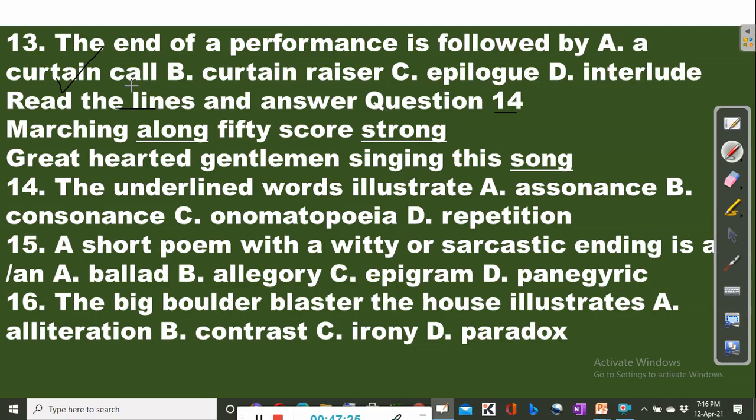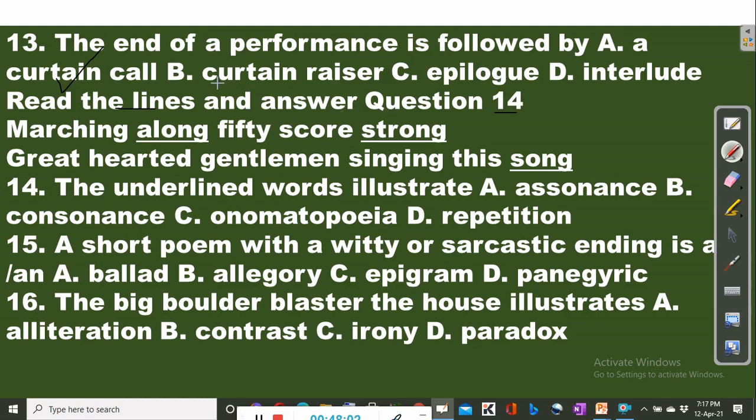When you have a spectacular performance that elicits a loud applause, very big applause from the audience, so much so that the performers who probably have left the stage, one or some of them have to come back to the stage to acknowledge the applause of the audience. You know, that is a curtain call.